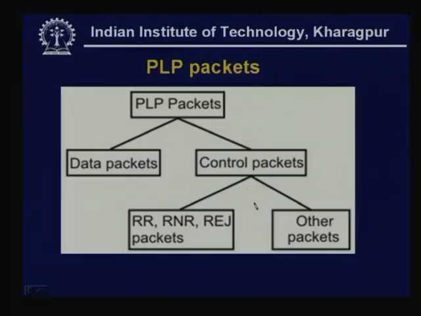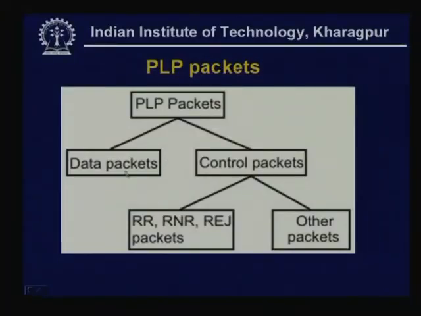Now, let us focus on the different types of packets used in the packet layer. As I mentioned, the packets can be of different types. Broadly, they can be divided into 2 types: data packets and control packets. Data packets are essentially used for sending the user data. Obviously there is some maximum limit on the size, and that limit is used to form the data packets. On the other hand, control packets can be used for various purposes.